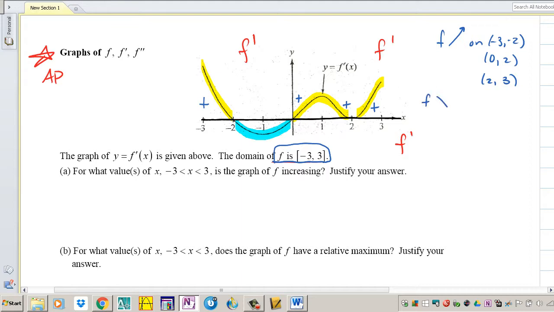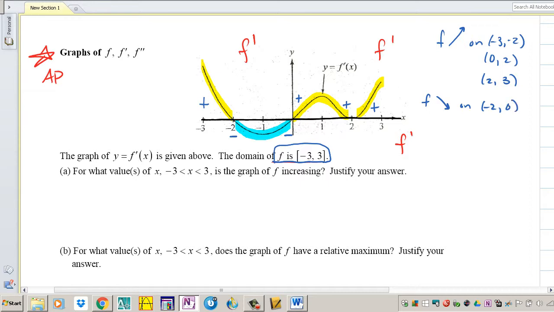Where is the graph decreasing? The graph is decreasing only on the blue highlighted part. So it's negative here, negative there also. Okay, so it's decreasing on -2 to 0.